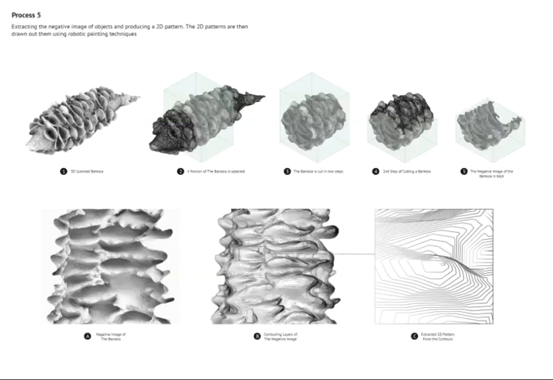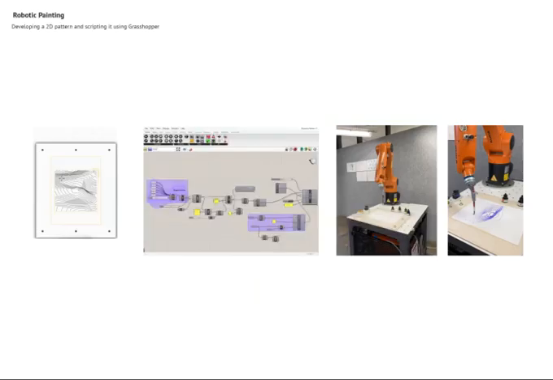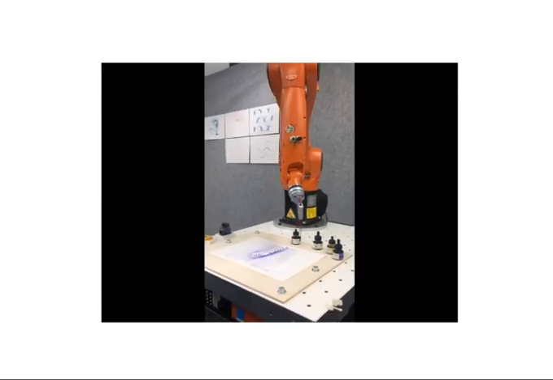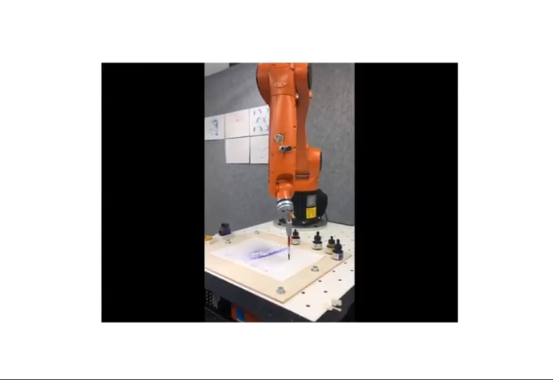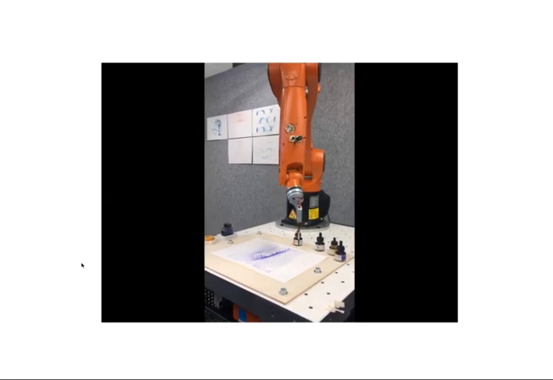Process 5 was comprised of extracting the negative image of objects and producing a 2D pattern. The 2D patterns are then drawn out using a robotic painting technique. Here you can see the development of a 2D pattern and scripting it using Grasshopper and then the robotic painting. Final painting produced by the robotic painting.